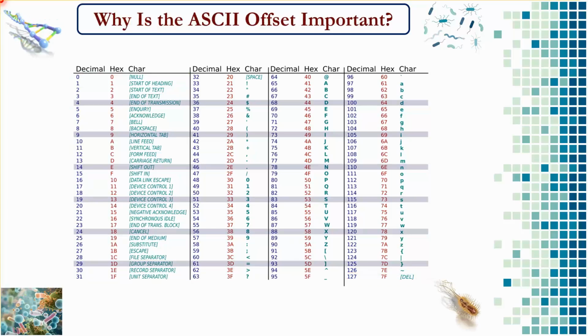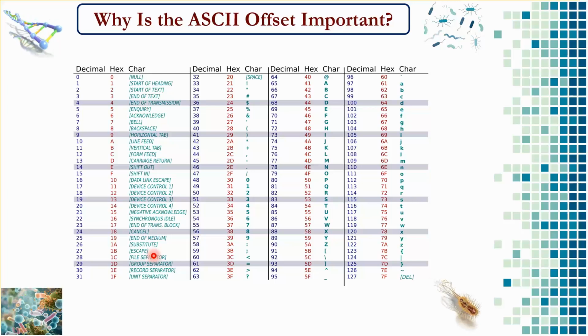For example, ASCII value 0 is null, which represents no character or an empty value. ASCII value 7 is bell, which triggers a beep sound in some systems. ASCII value 8 is backspace, which deletes the previous character. ASCII value 10 is line feed or new line, which moves the cursor to the next line. ASCII value 13 is carriage return, which moves the cursor to the start of the line. ASCII value 27 is escape, which is used for escape or control commands.